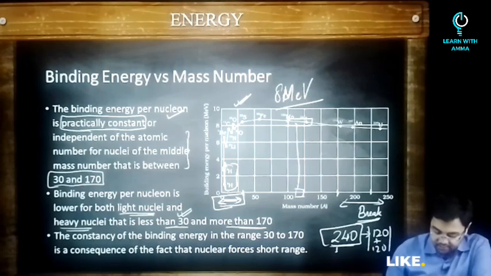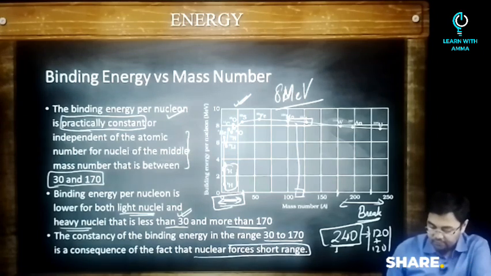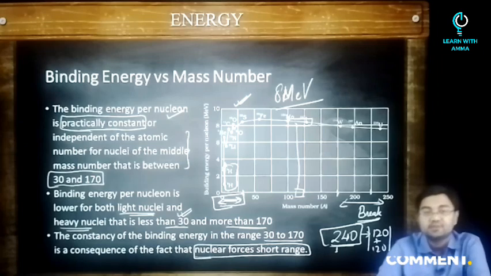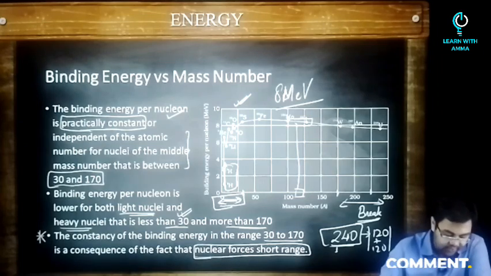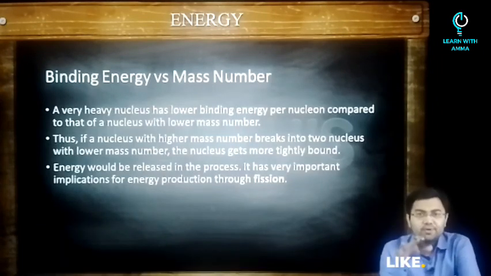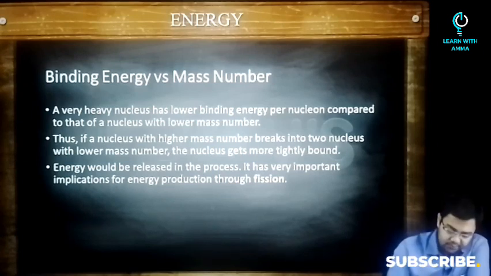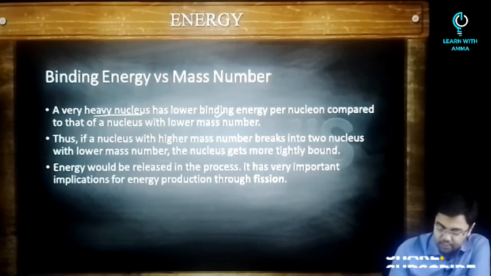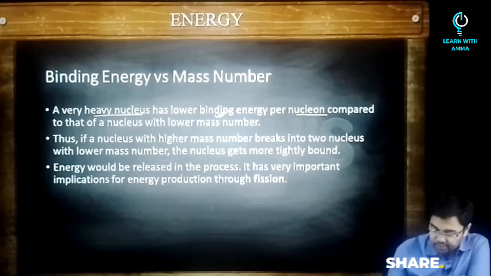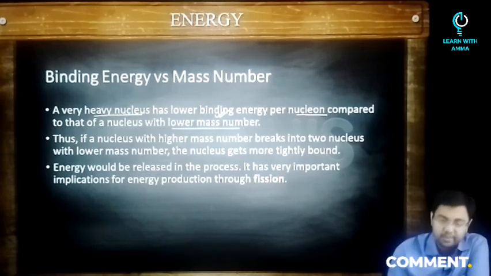So the constancy of the binding energy in the range of 30 to 170 is a consequence of the fact that nuclear force is of short range. So this is a very, very important fact for us to remember. Now what we observed in that graph is that a very heavy nucleus has lower binding energy per nucleon as compared to the nucleus with lower mass number.